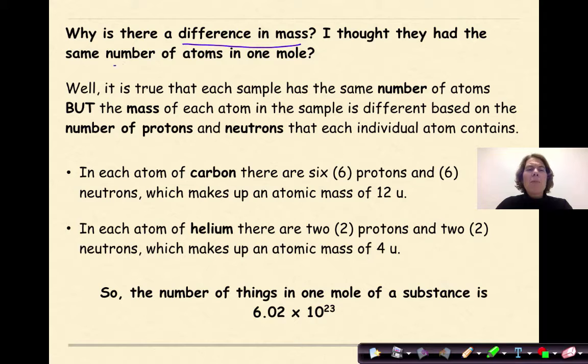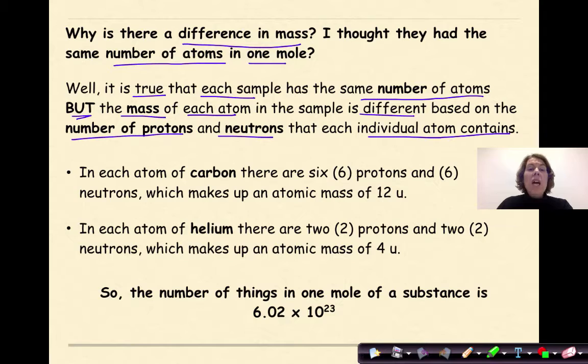I thought they had the same number of atoms in 1 mole. Well, it is true that each sample has the same number of atoms, but the mass of each atom, as we know from atomic structure, is different based on the number of protons and neutrons that each individual atom contains. In each atom of carbon, there are 6 protons and 6 neutrons, which make up an atomic mass of 12 atomic mass units. In each atom of helium, there are 2 protons and 2 neutrons, which makes up a mass of 4 atomic mass units.